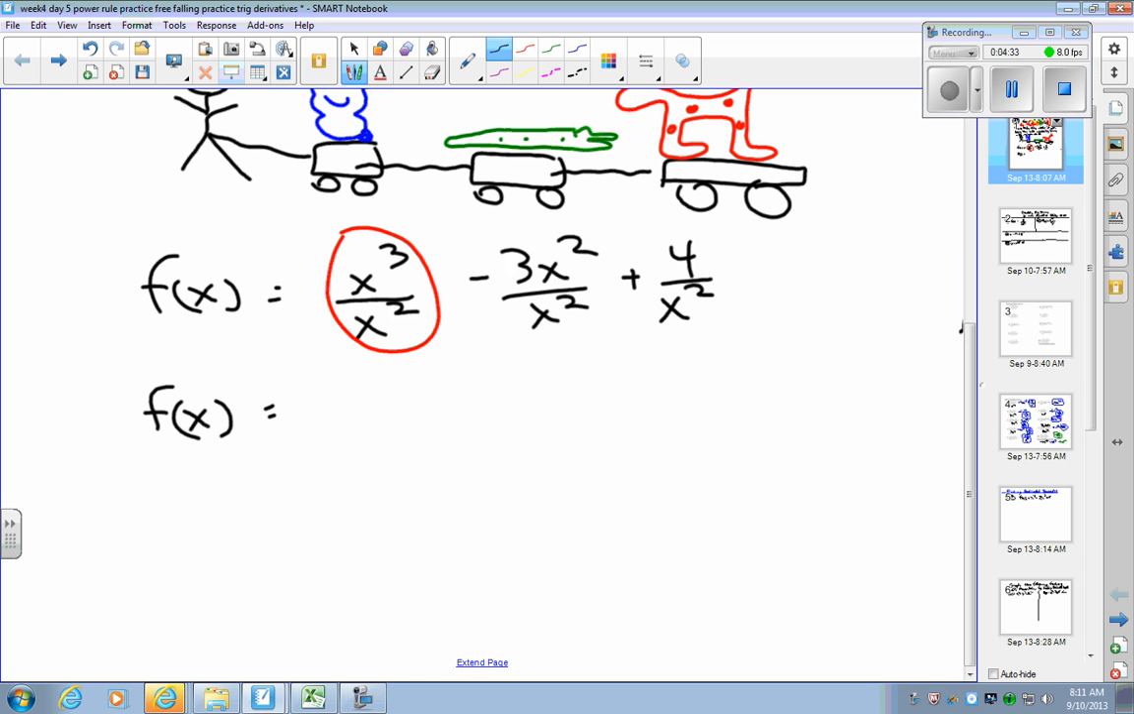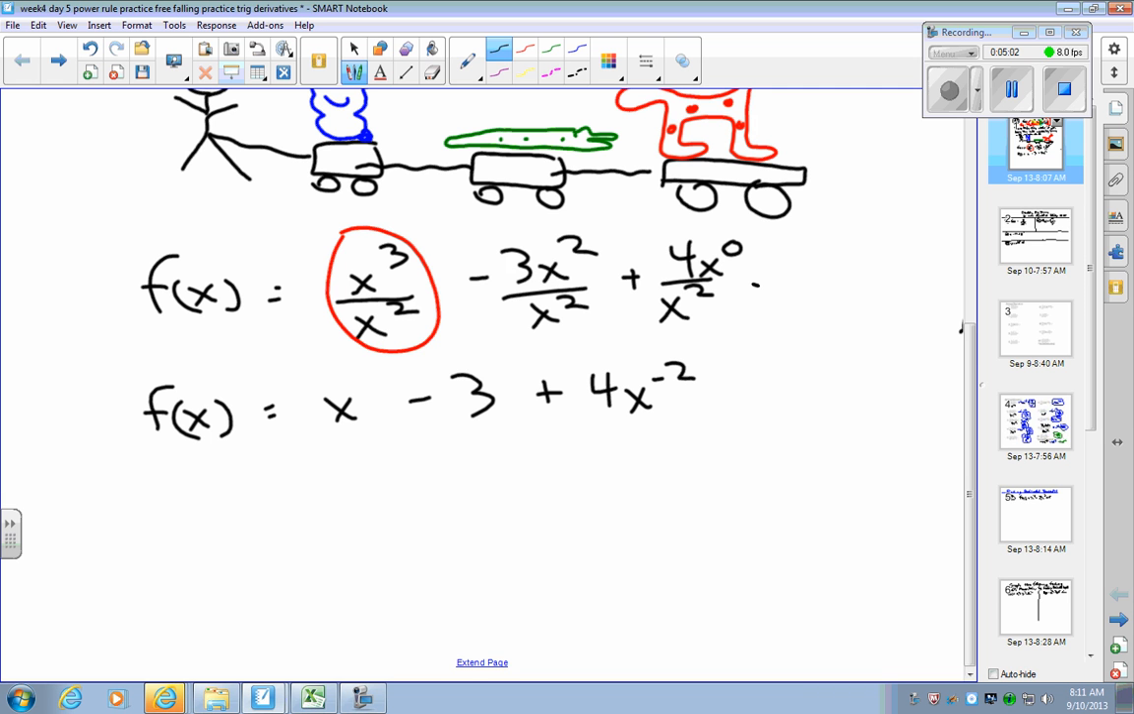So this goes, what do you do with exponents? When you're dividing, you subtract. So x minus 3 plus, now, how do I move that x guy up? Like, think of this as 4x to the 0, because x to the 0 is 1. So this would turn into 4x to the negative 2. Okay, 0 minus 2 is negative 2.